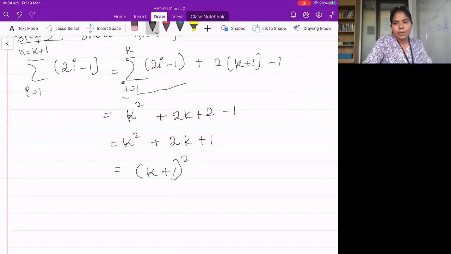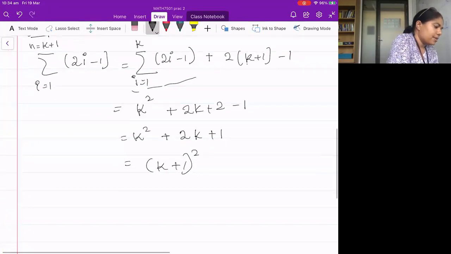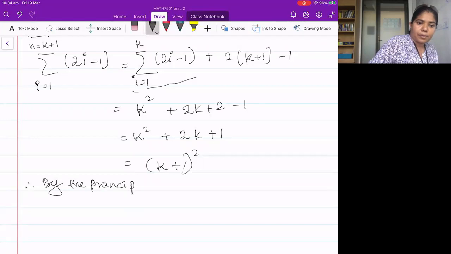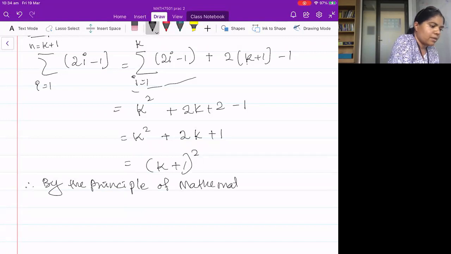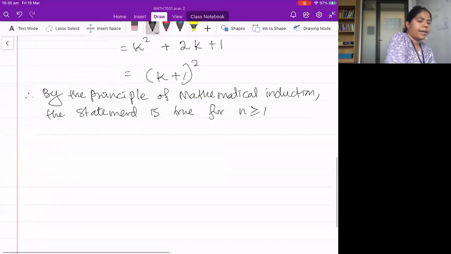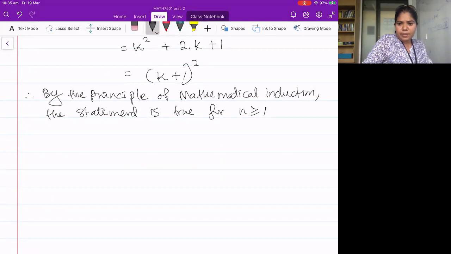Okay, so therefore, by the principle of induction, it is true for n bigger than or equal to 1. Okay. Any questions for that? No?